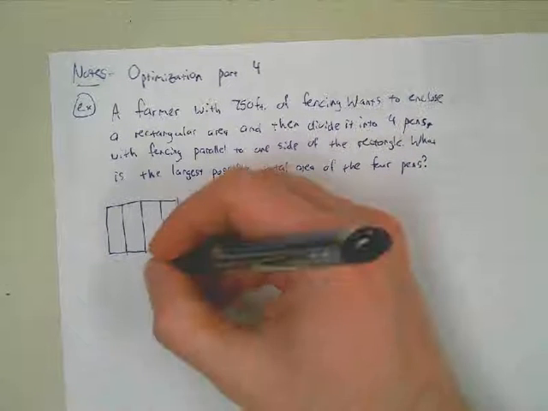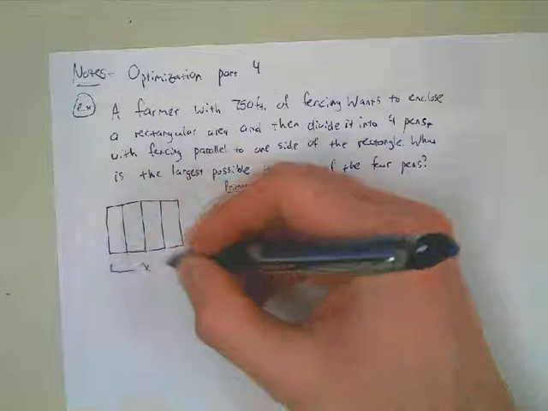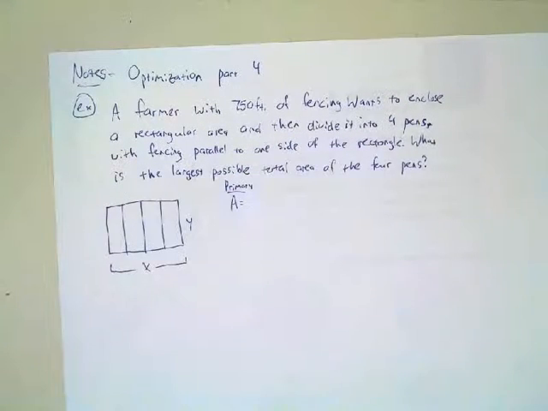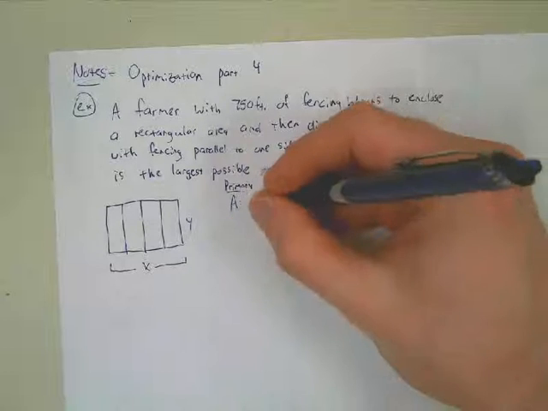So let's just call this x. Oh, yeah, that's funny. It's 5x, not 4x. Let's just call that x and that y then. So the whole thing there is x and y. So the area is just going to be xy, right? Yeah, you agree.